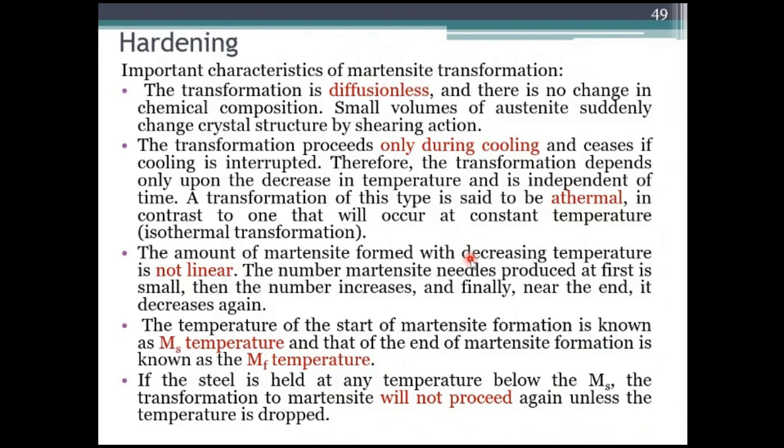The amount of martensite formed below a particular temperature is very small at first, then the amount increases, and near the end it decreases again. So we have two temperatures. The temperature at which martensite starts to form is the Ms temperature, and the temperature at which martensite formation ends is called the Mf temperature. These are the two important things you have to note.